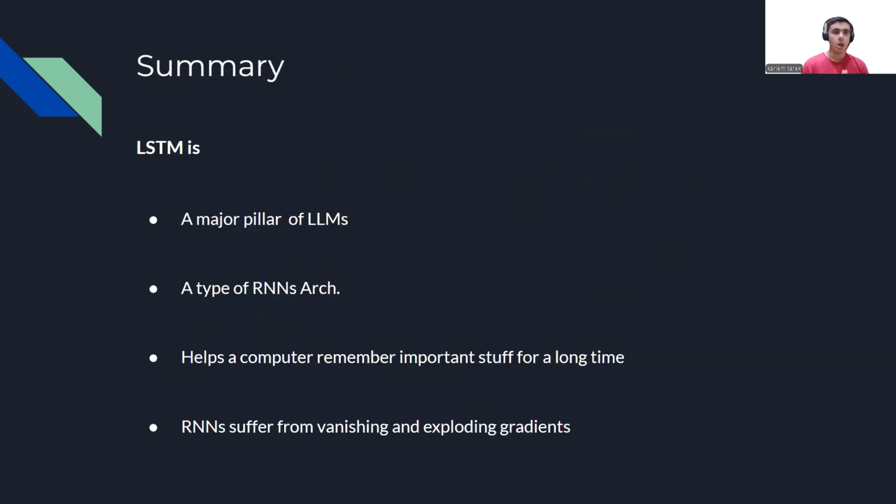So, in summary, long short-term memory is a major pillar of large language models, a type of recurrent neural network architecture that helps a computer remember important information for a long time, and it doesn't suffer from the problem that recurrent neural networks suffer from, which is vanishing and exploding gradients.